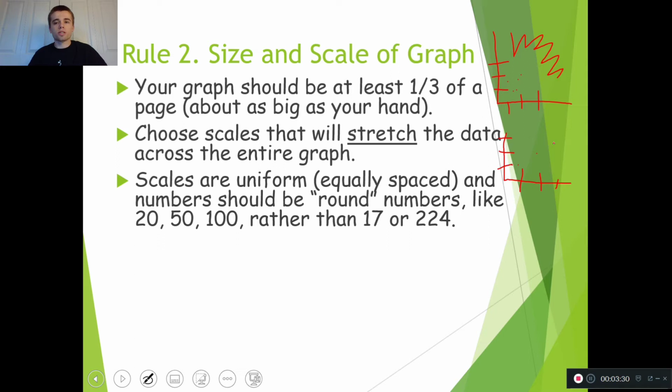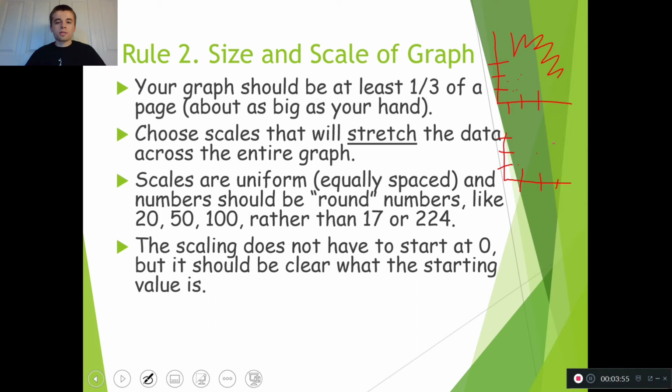You can go up by 1 if you want to. Just make sure that every time you label the lines, they're equally spaced, and use round numbers. Don't go up by like 3, or don't label one of your lines 3.5 or something like that. Always go up by a nice round number, so 1 or 2 or 3, 4, 5. Don't do like 17 and 224. That just makes reading your graph a whole lot harder later on.